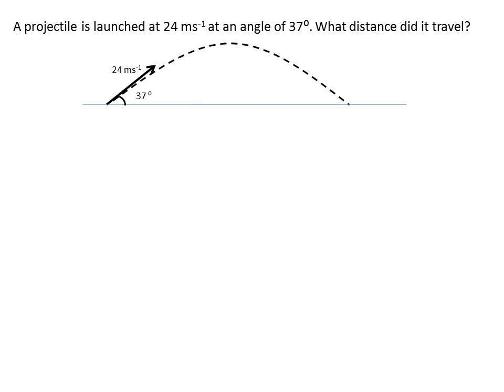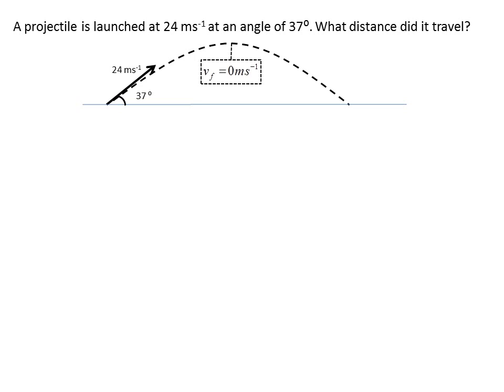Right, let's look at some projectile motion questions. So here we've got a projectile being launched. It's going to follow a parabolic curve all the way until it hits the ground again. What we want to know is the distance it's travelled, or what we call the range, the horizontal distance.